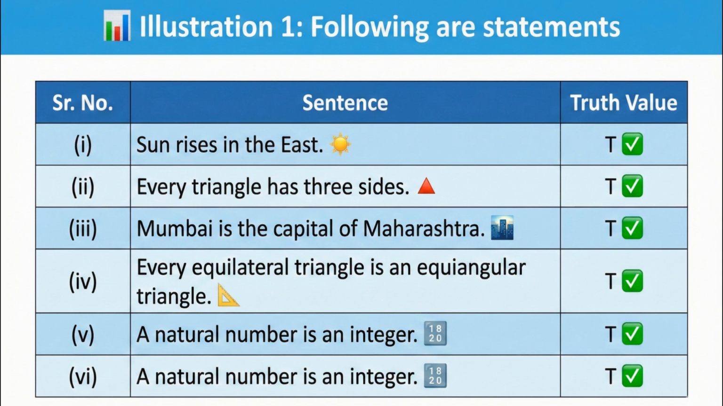Sentence: Every triangle has 3 sides. This sentence is always true, so it is a statement and the truth value is T. Sentence: Mumbai is the capital of Maharashtra. This is a factual sentence and it is true, so the truth value is T. Sentence: Every equilateral triangle is an equiangular triangle. This is a true fact from geometry, hence it is a statement and the truth value is T. Sentence: A natural number is an integer. This sentence is true, so the truth value is T.